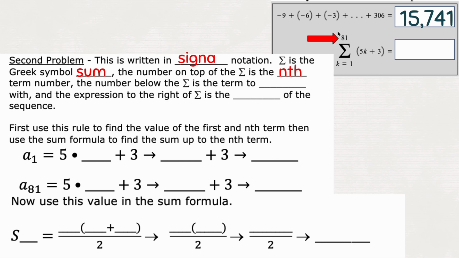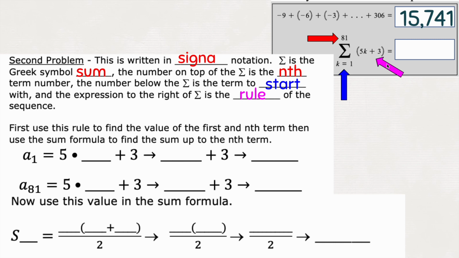So you can see this is the term number I'm going for. And this is how it's always set up in sigma notation. So 81, that's my term number. The number below the sum is the term to start with. So sometimes we start with something other than 1, but usually we're going to start with 1. And the expression to the right of the sum is the rule of the sequence.